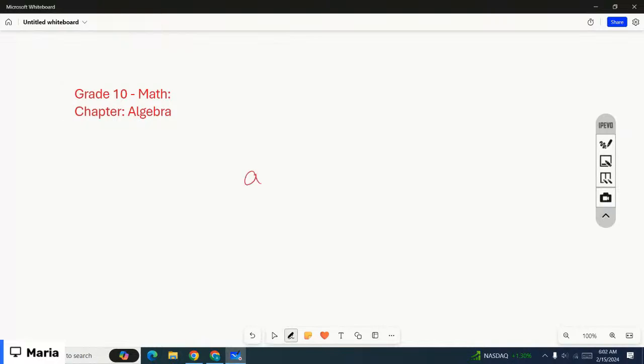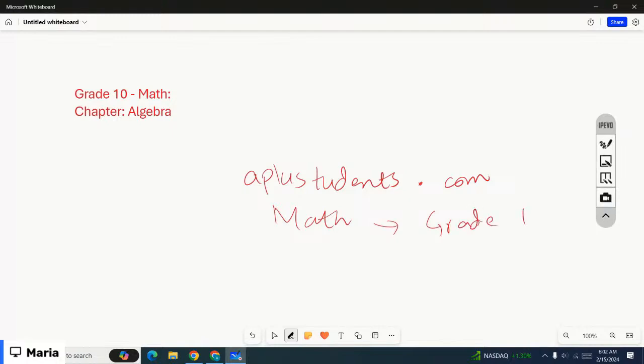You can find all the lessons on aplusstudents.com. You have to log in there using your email address and password as provided by the administrator. Then you have to select math from the subject tab, scroll down to grade 10, and then click on view all lessons. There you can find a list of the chapters. We're going to start with the chapter Algebra.